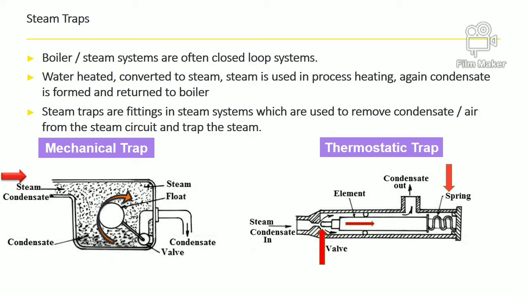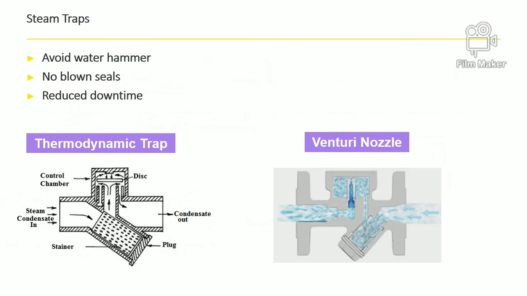In thermodynamic traps, the steam condensate will come from the left side. It will enter the trap. Initially there will be straining action, then the condensate will move up. Because of the inertia of the condensate, the disc will be lifted up from its position and the condensate will go out from the condensate out pipe. Once the condensate is exhausted, the disc will again come back to its position.